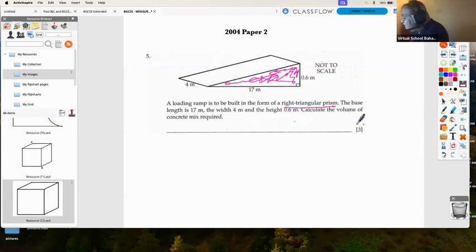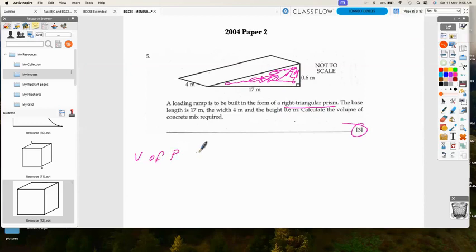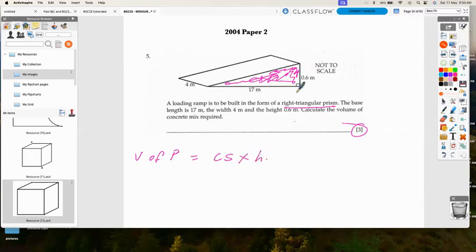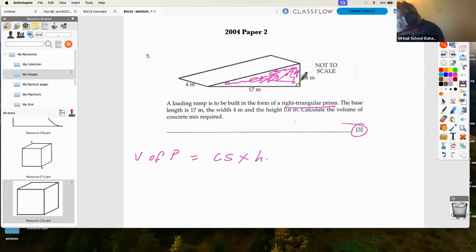This one here, they didn't break it up for you. But what do you know is the volume for any prism? Volume of prism is the cross-section area times the height. Area of cross-section multiplied by height, right? Yes, sir. So our cross-section is this part here.